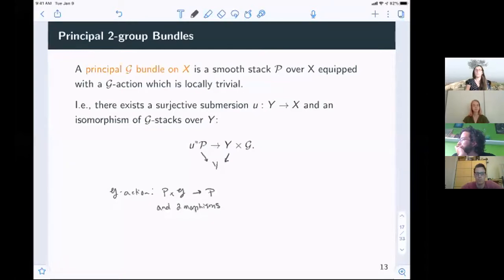Because this principal 2-group bundle definition really comes from, or has living inside it, this principal G bundle definition, we actually get this functor from principal G-curly bundles on X to bundles. Here, this is the bicategory of principal G bundles on X, with G curly being the 2-group version of G, and this is the category of principal regular G bundles on X. Okay, so this is kind of the main definition that we use in our paper, but it's not the definition that we're going to work with so much today.